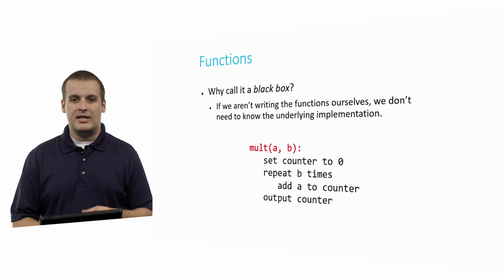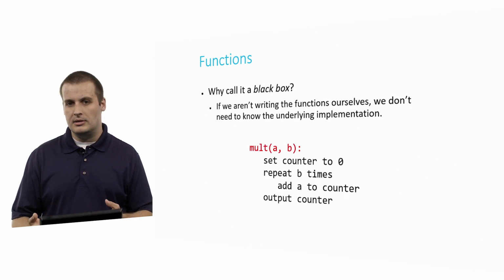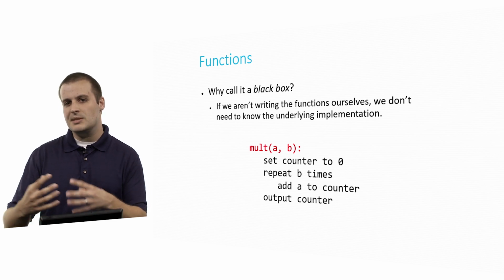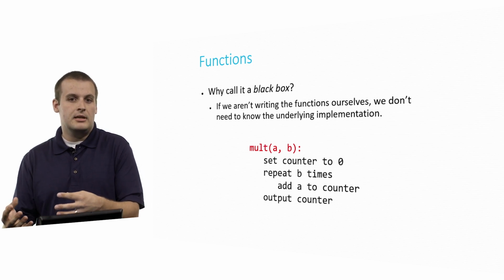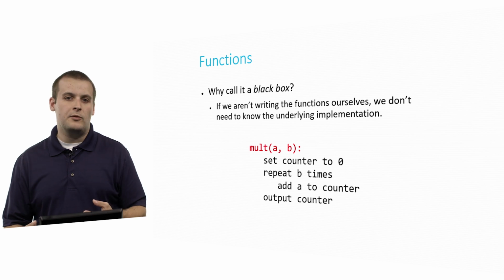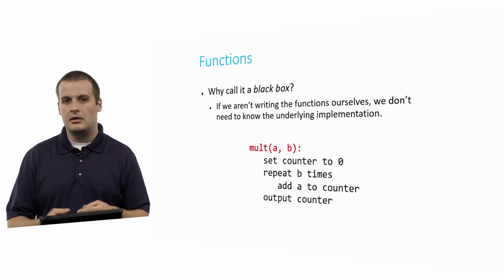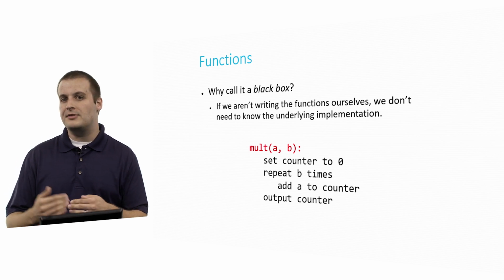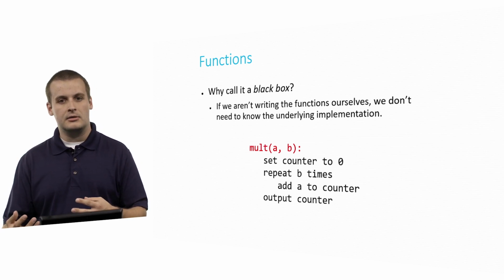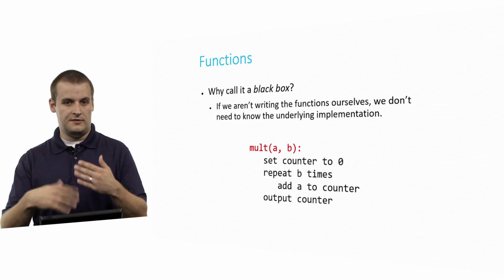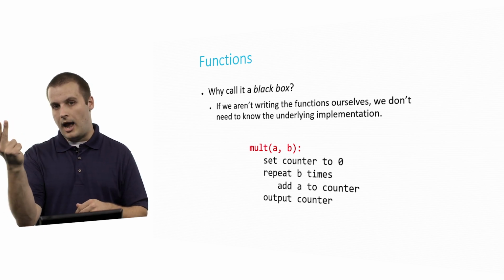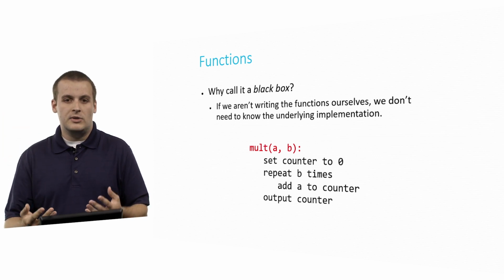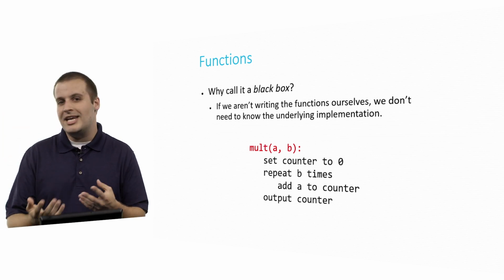But mult could also be implemented like this. We could have a counter variable that gets set inside of mult to 0, and then we repeat this process B times, add A to counter. So for example, if we multiply 3 as A by 5 as B, we could say set counter to 0, repeat 5 times, add 3 to counter. So we start at 0, and then we do this 5 times. 3, 6, 9, 12, 15. It's the same result. We still get 3 times 5, just the implementation is different.